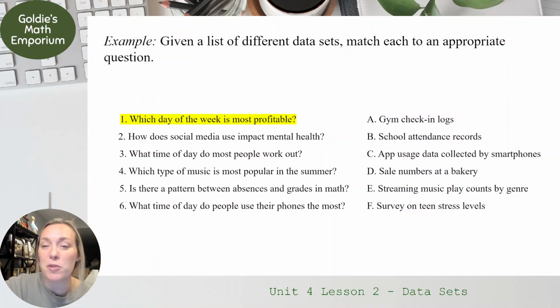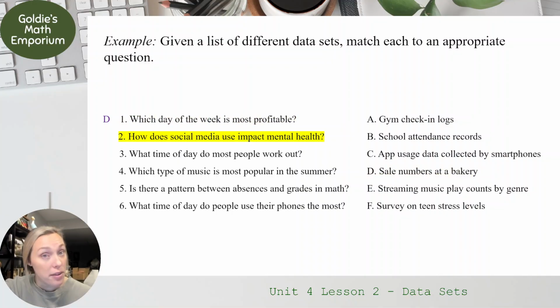Number 1, which day of the week is most profitable? Sale numbers at a bakery. You're going to be looking at sales numbers at a bakery to answer that question. That would be a good data set for that question if you were running a bakery, okay? How does social media use impact mental health? Okay. This is another question. Again, which data set can be used to craft an answer to this? A survey on teen stress levels. Some of you might have been tempted to say C, app usage, but remember that doesn't give the full picture. That can give maybe a piece of a picture, but if we want to start answering the question with the full picture, we need to look at teen stress levels.